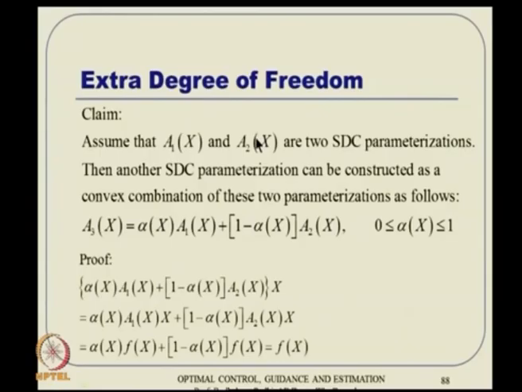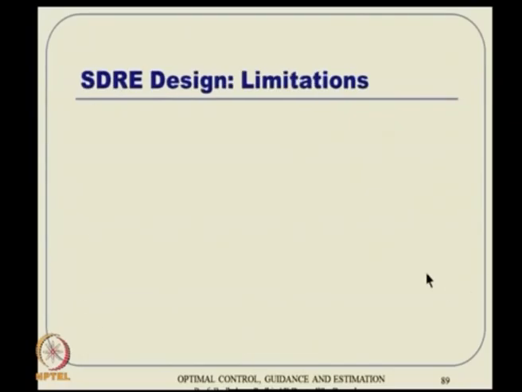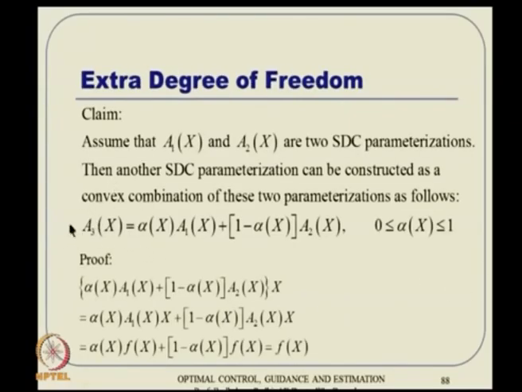In fact, we have given a two dimensional example when we were discussing this SDRE lecture. You can do an offline optimization formulation and come up with a proper value of alpha, so that this A3, derived out of such a convex combination, is a valid SDC parameterization which will give much better results compared to either A1 or A2. So, those kinds of things are also available. And whether A3 is a valid parameterization or not is very easy to see, because once you plug in this formula, it boils down to the same f of x. So, obviously, this A3 is a valid parameterization as well.